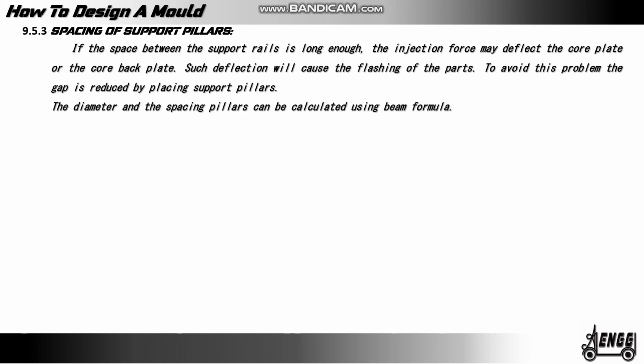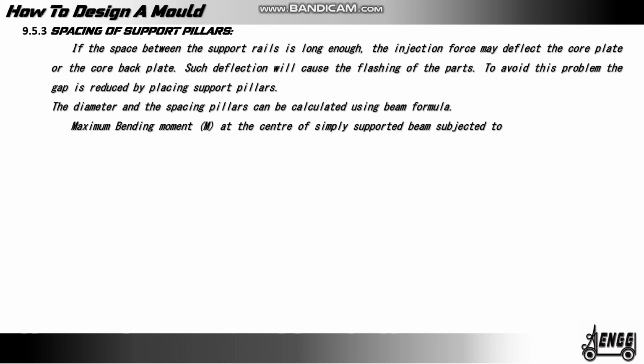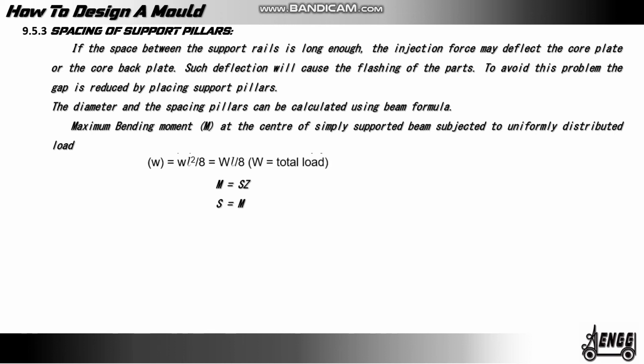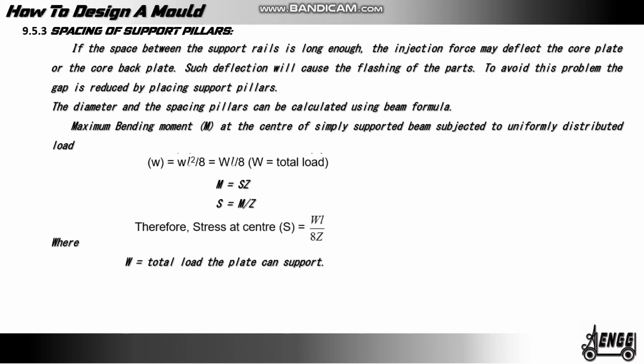Maximum bending moment M at the center of a simply supported beam subjected to uniform distributed load W is equal to WL squared by 8, which is equal to WL by 8, where W is equal to total load. M is equal to S into Z, so S is equal to M by Z. Therefore, stress at center S is equal to WL by 8Z, where W is equal to total load the platen can support, permissible load, L is length between supports, Z is section modulus, and S is allowable safe stress.